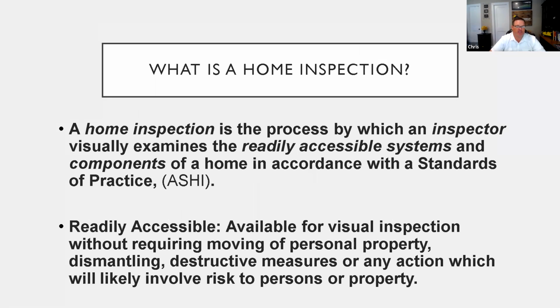So frequently asked questions. We already talked about it just being a visible inspection. And we can't remove any type of personal property, dismantle anything, do any kind of destructive measures or actions which will likely involve risk to persons or property. So like I was saying, we use common sense on that one, but that is what Trek tells us. So of course we don't do any destructive measures. And what kind of destructive measures could we do in an inspection?